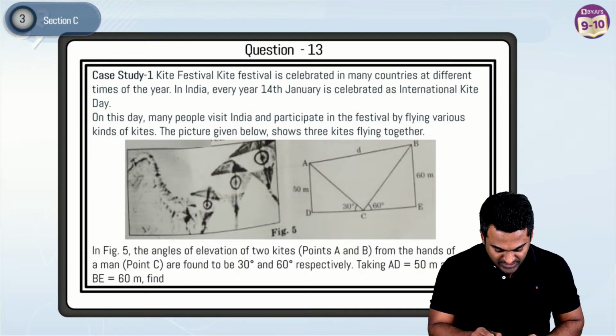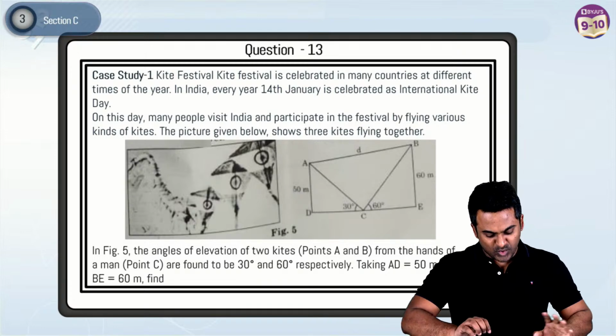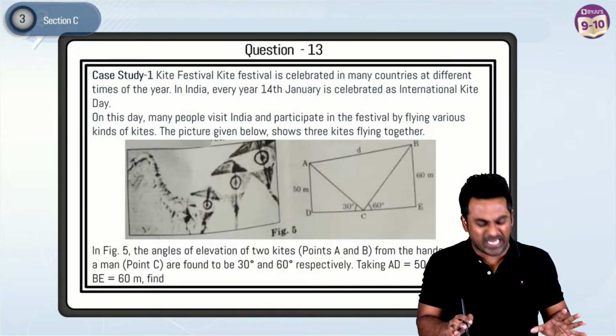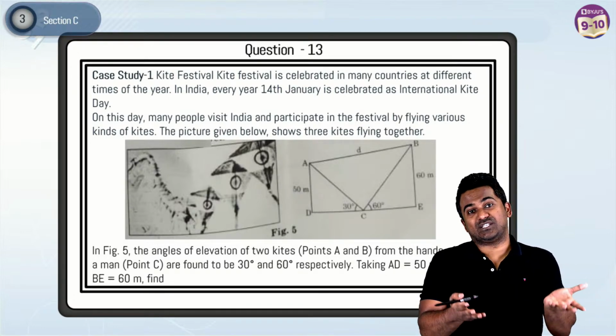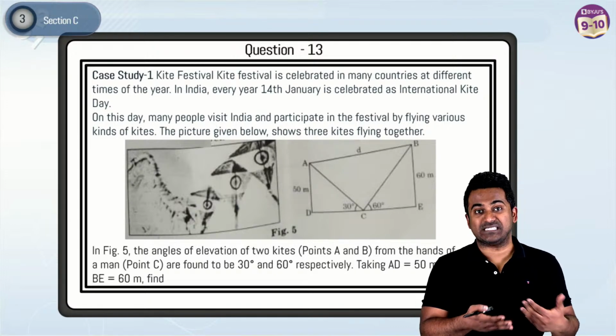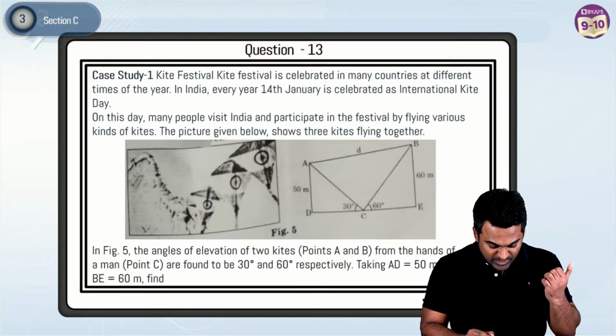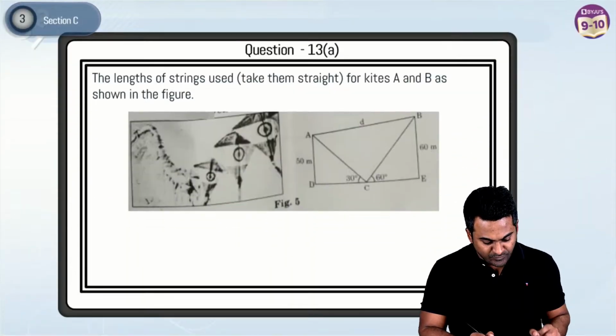Angle of elevation 30, 60, AD is given. Okay, so the diagram pretty much does all the talking. Reading is not that helpful again because the diagram is enough to solve the problem. So let's move on and check out what we have to find.